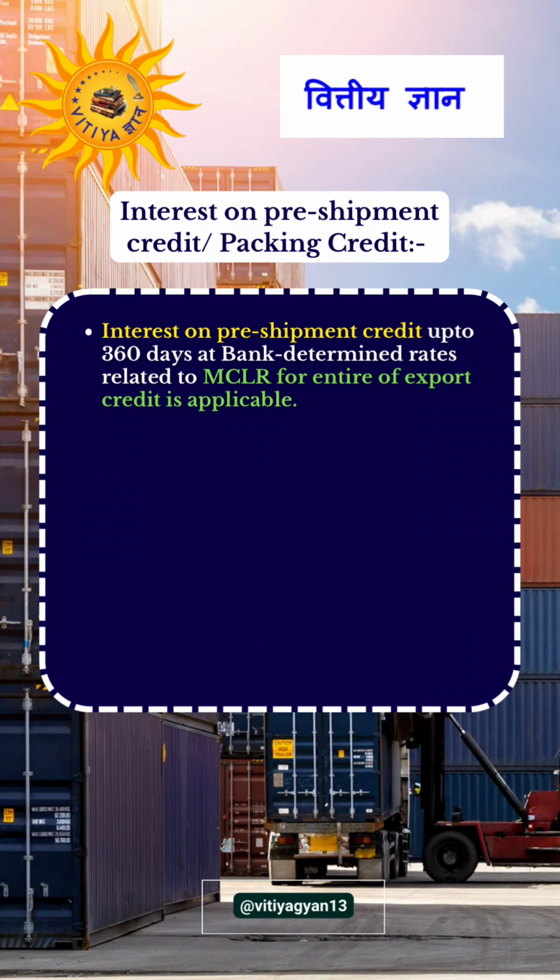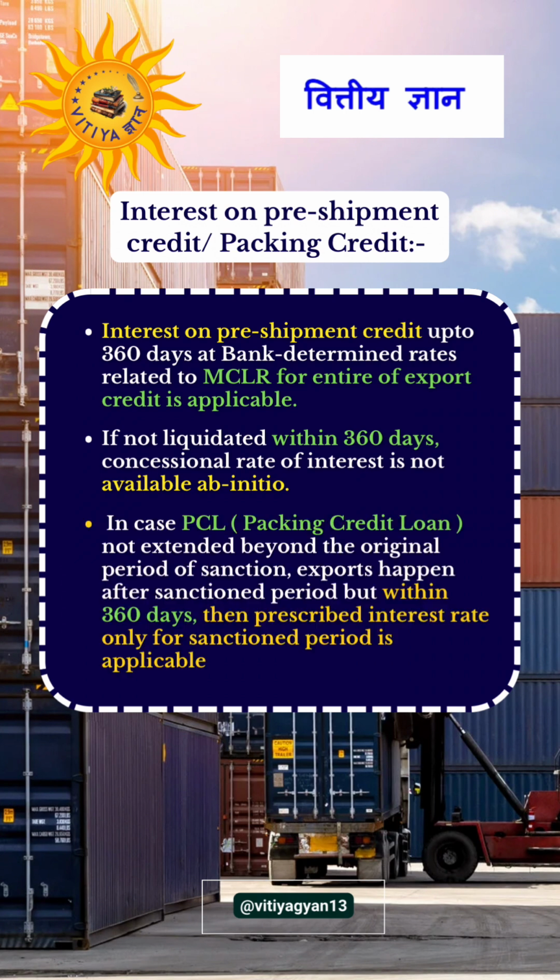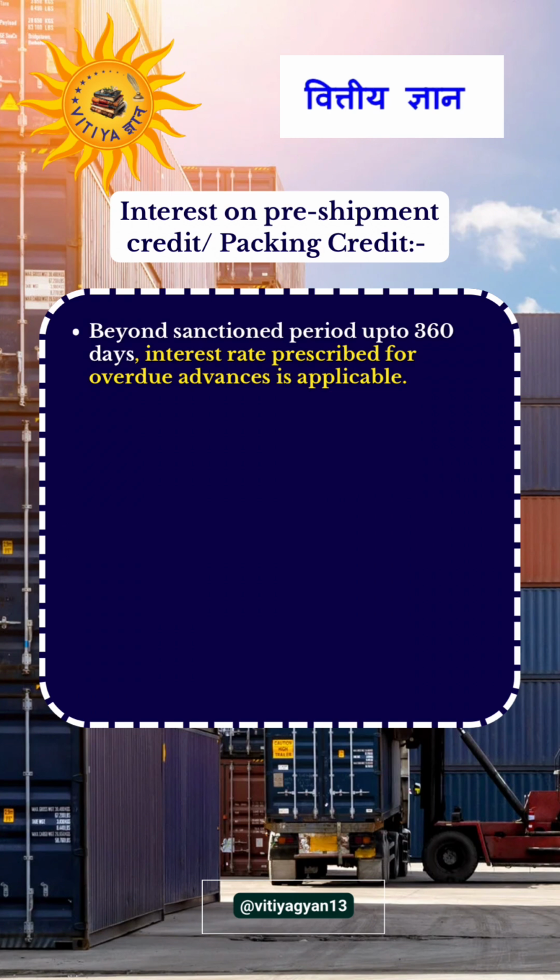Interest on pre-shipment credit up to 360 days is at bank-determined rates related to MCLR for the entire period of export credit. If not liquidated within 360 days, the concessional rate of interest is not available ab initio. If the packing credit loan is not extended beyond the original period of sanction and exports happen after the sanction period but within 360 days, then the prescribed interest rate applies only for the sanction period. Beyond the sanction period up to 360 days, the interest rate prescribed for overdue advances is applicable. Beyond 360 days, the ECNOS rate is applicable.